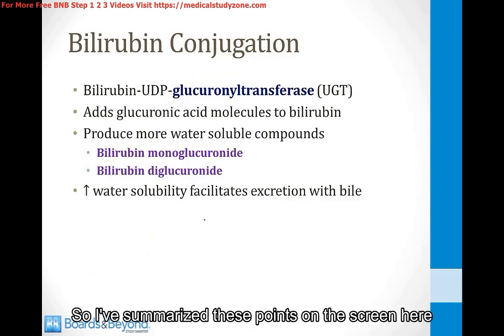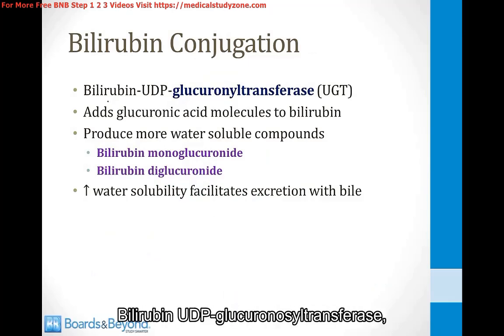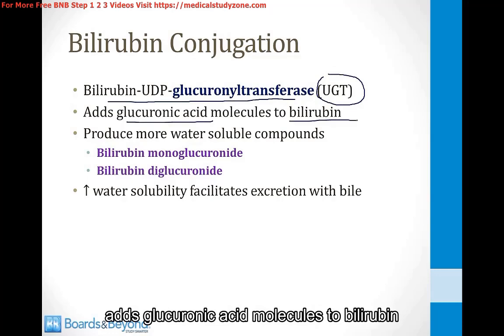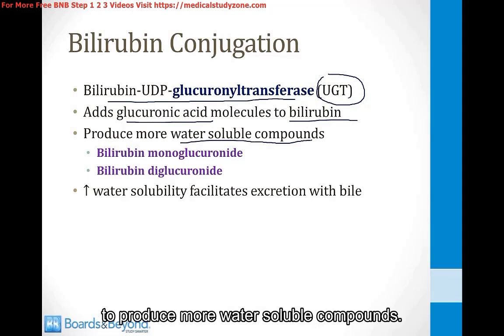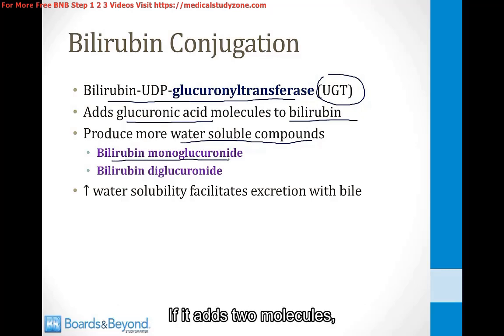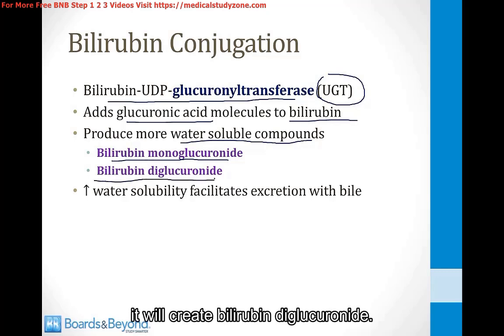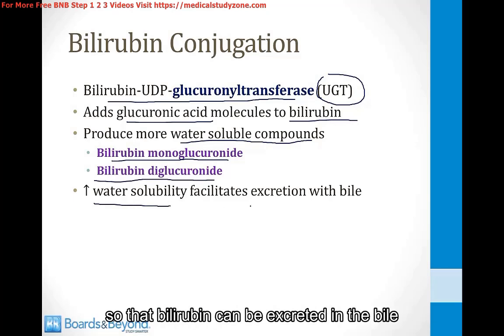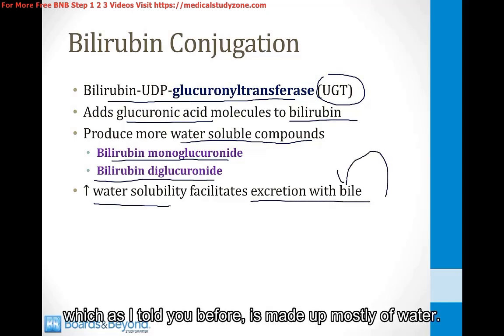So I've summarized these points on the screen here because they're very important. Bilirubin UDP glucuronyl transferase, which I will call UGT going forward, adds glucuronic acid molecules to bilirubin to produce more water-soluble compounds. If it adds 1 molecule of glucuronic acid, it will create bilirubin monoglucuronide. If it adds 2 molecules, like I showed you on the last slide, it will create bilirubin diglucuronide. And the reason this is done is because it increases the water solubility of bilirubin so that bilirubin can be excreted in the bile, which, as I told you before, is made up mostly of water.